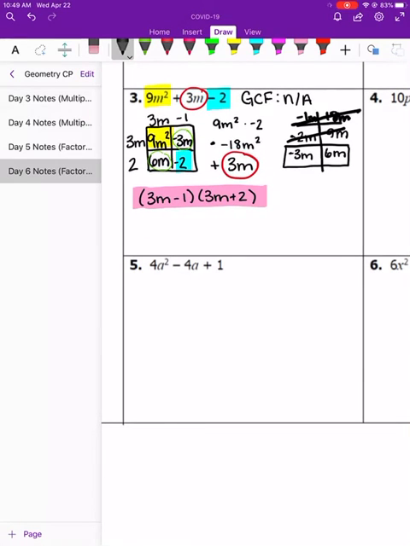Okay. 5. Do I have a GCF? I have a 4a squared, but then I have a 1. So I don't have a GCF. So I'm going to make my box.